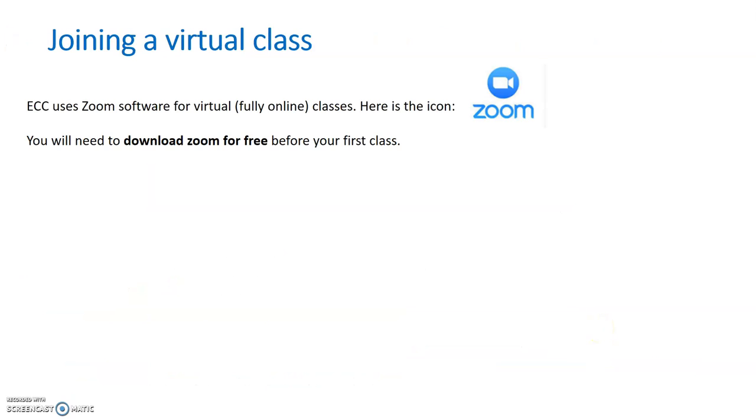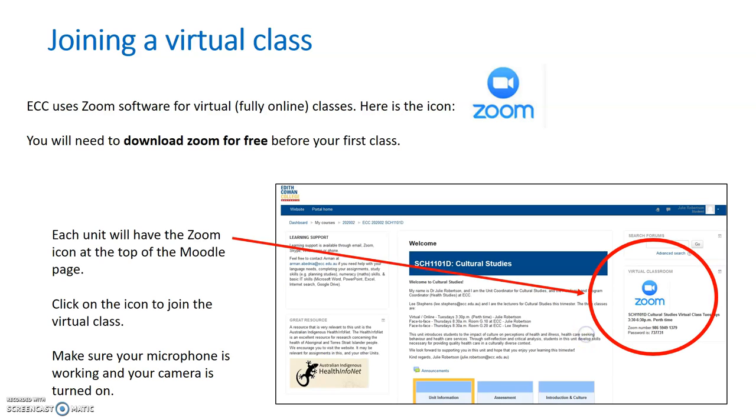If you're having a virtual class, ECC uses Zoom. This is the icon for Zoom there. You can download Zoom for free before your first virtual class. The Zoom icon will be somewhere clearly indicated at the top of the Moodle page. There might be a password that you need to use to access it, but you can click on the link and that will take you to your class.